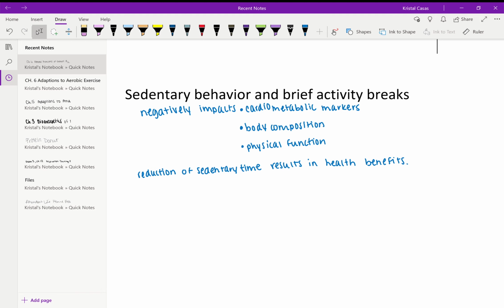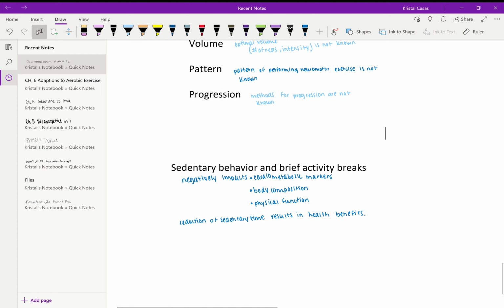Sedentary behavior and brief activity breaks. Sedentary behavior negatively impacts cardiometabolic markers, body composition, and physical function. A reduction in sedentary time results in health benefits. So the more you're active, the more that's going to reduce sedentary time, and it's really good to take activity breaks. If you've been sitting for a long time, stand up, stretch, do a quick walk, anything to get your body moving. And that is it for this video.